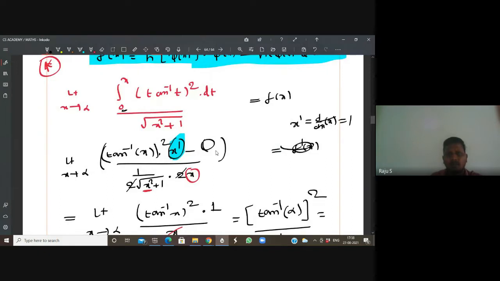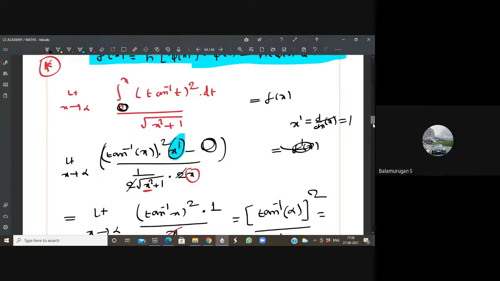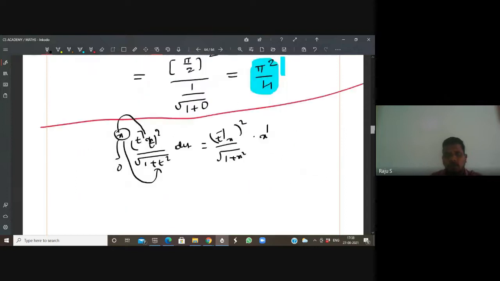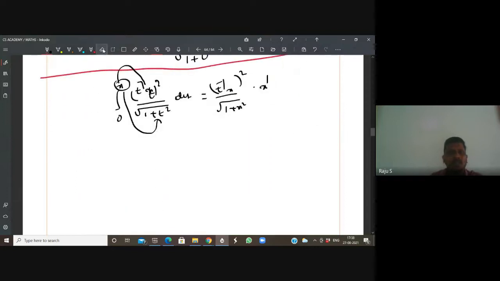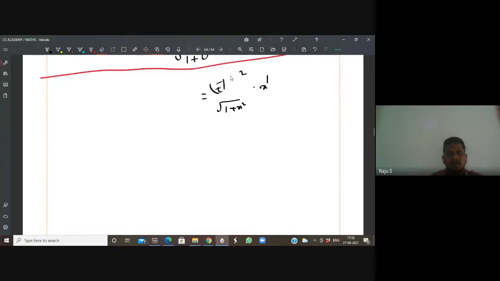For example, why have I written 0? What is the derivative of 0? 0. 0 into anything is 0. So only differentiate limits alone, not any other function. You can differentiate the upper limit, you can differentiate the lower limit.